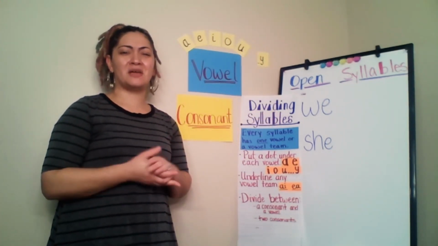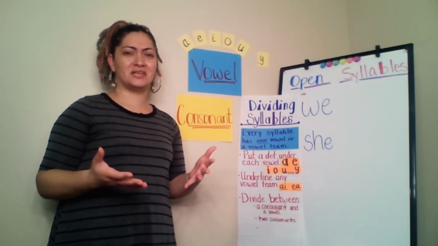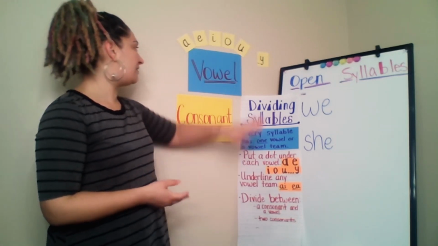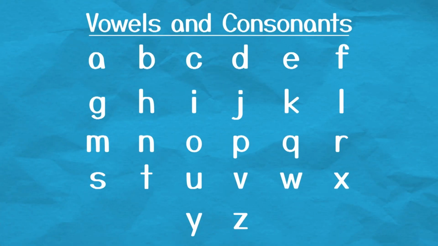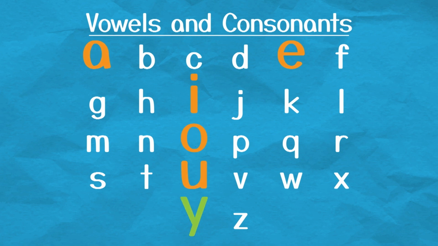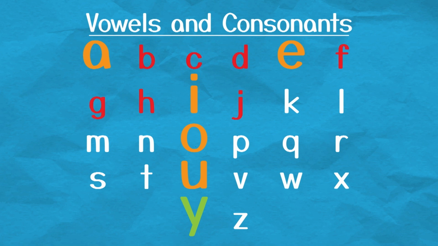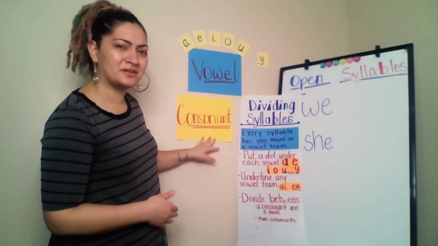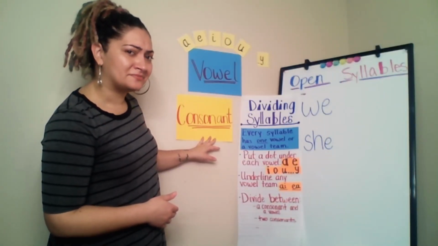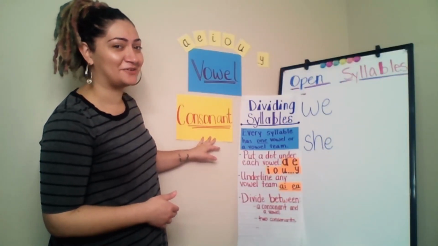Really quick, before we go into that strategy, let's remind ourselves about what a vowel and a consonant are. Vowels are the letters A, E, I, O, U, and sometimes Y. All the other letters in the alphabet that are not vowels are known as consonants. Can you say that word, consonants? It's a pretty long word, I know.